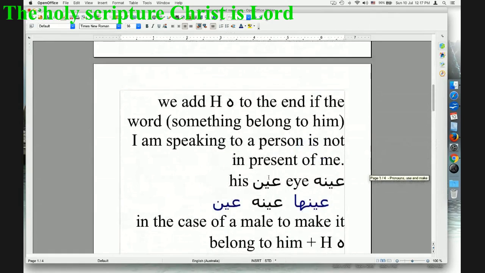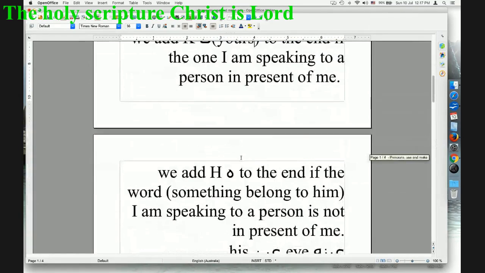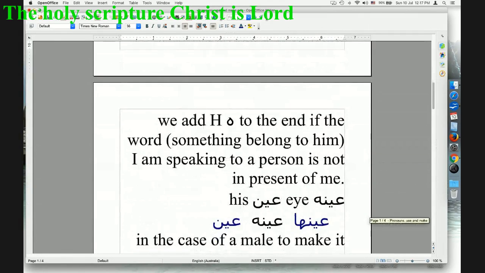So we can add a note that in the case of ka, if we want to describe something as yours, a person in front of me, I'm speaking to him directly, so I want to say this is your computer, I use the ka. If I'm speaking to someone about someone else, then I'm going to use his, which is here present, the h or ha for a male, and he or ha and alif for a female. So aynahu, his eye, aynuha, her eye.